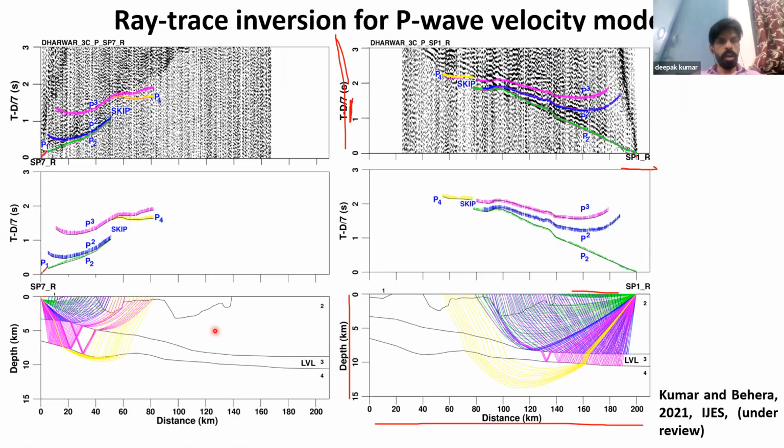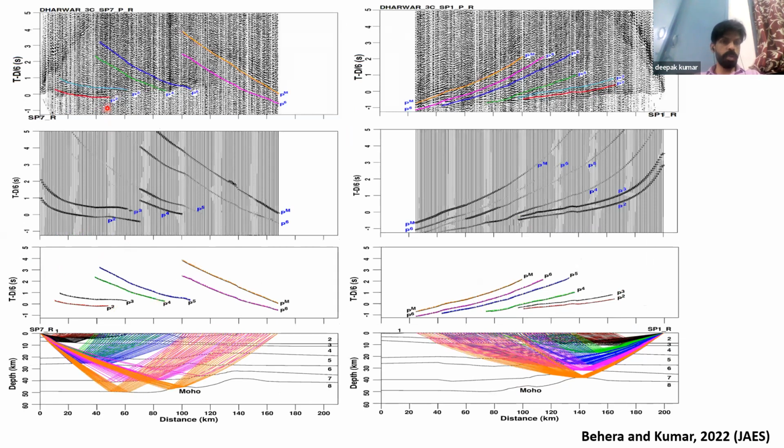Okay, that was for shallow. And then again I did for the deeper portion. See, for the deeper portion we take only the reflections, or wide angle, we call it wide angle refraction or reflection. So for the deeper layer I picked the reflections, which you can see very clearly here for shot point 7 and shot point 1. Okay, you can see clearly here.